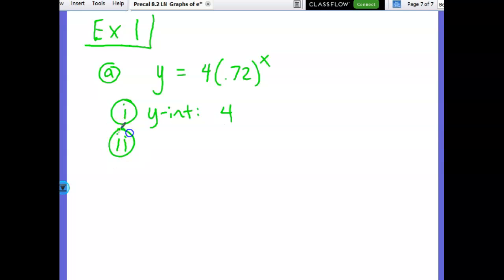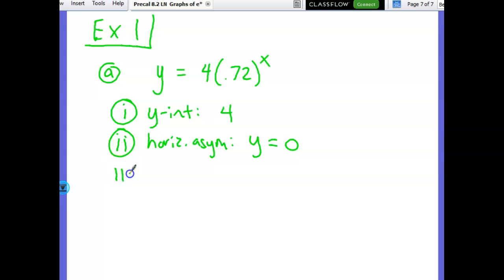What is the horizontal asymptote? It's been the same all day today. What has it been? 0. Now it's a flat horizontal line, so that's y equals 0. Y is approaching 0, right? So my horizontal asymptote is y equals 0.